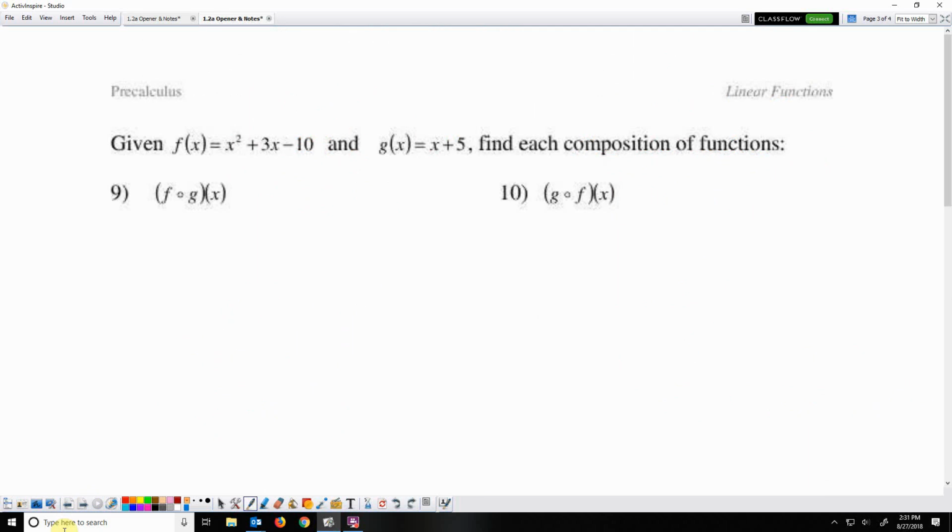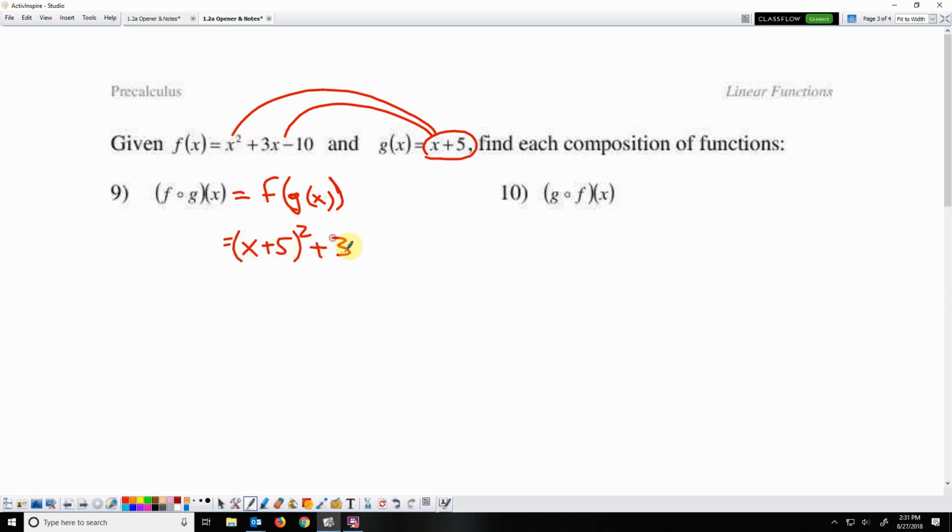Now we're going to do a function of a function. So another way of writing this would be f of g of x, which means g of x gets substituted in all the x's in f of x. So that's x plus 5 squared. That x is gone. x plus 5 goes in its place. The next x goes away. x plus 5 substitutes in for it.